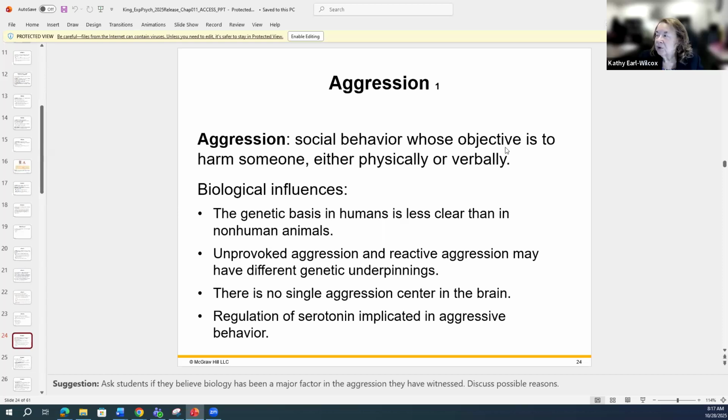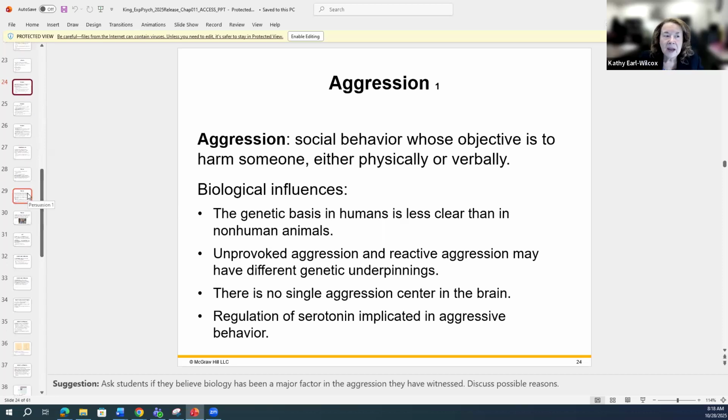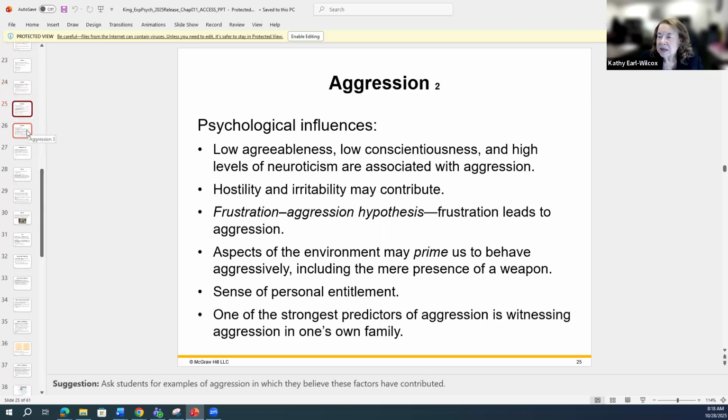Aggression is social behavior whose objective is to harm someone, either physically or verbally. These have biological influences, temperament issues, and could be somewhat of a PTSD reaction to certain situations. But this is studied as much with social psychology as altruism is.